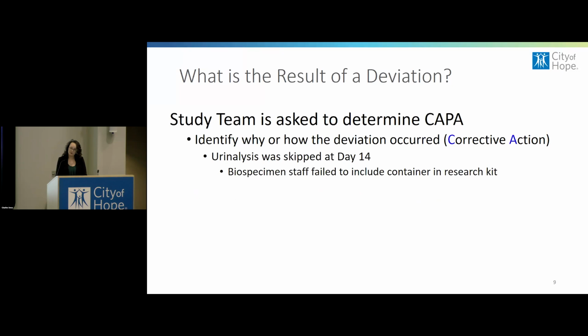So referring back to the example we mentioned, in terms of the urinalysis that was missed at day 14, it was determined that the kits did not include the specimen cup. So that would be the root cause of the event: the UA was not obtained, despite the fact that the orders were placed, because the kits were incomplete.